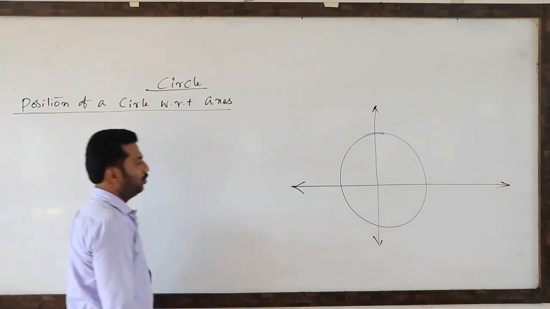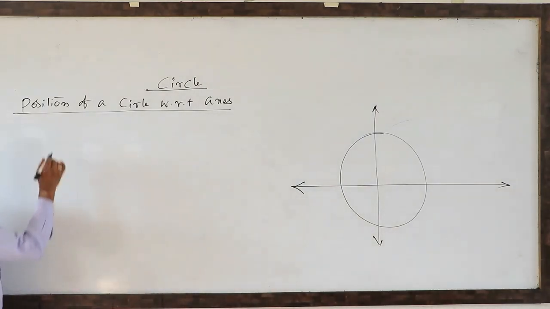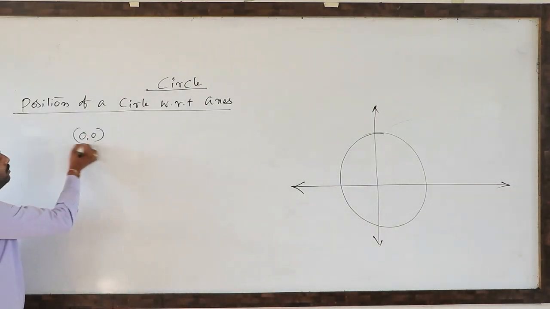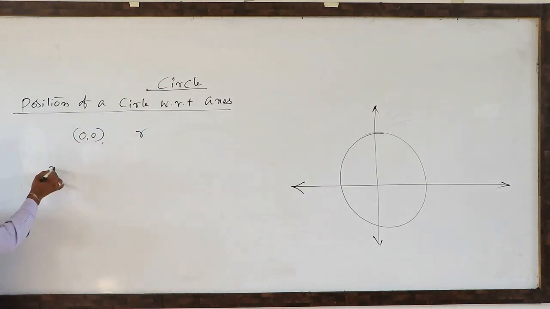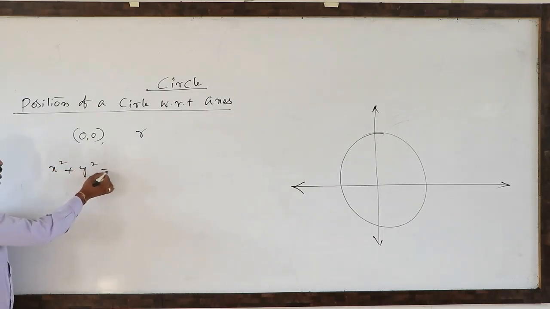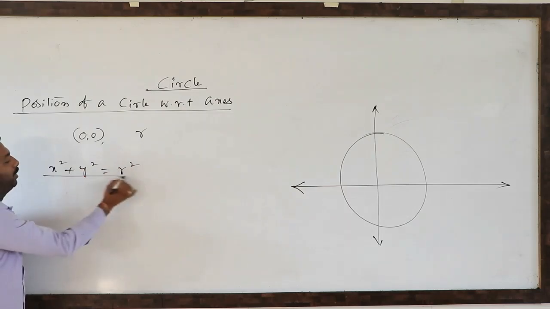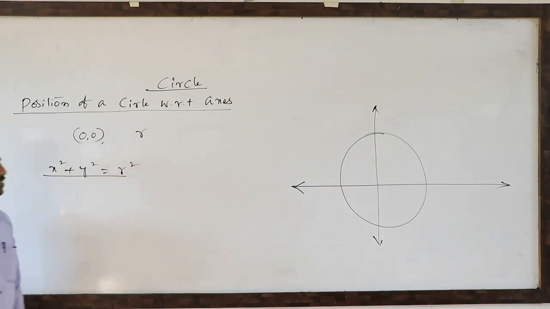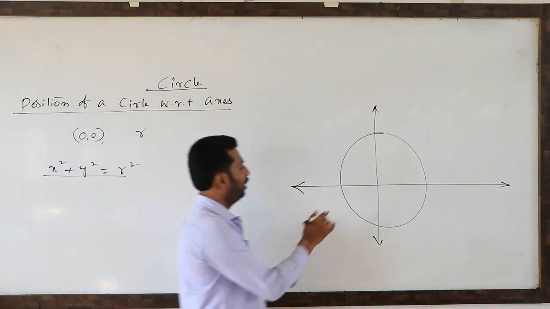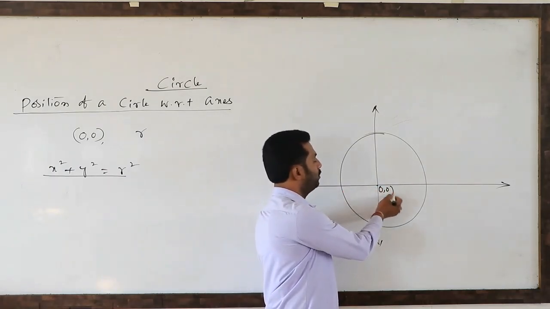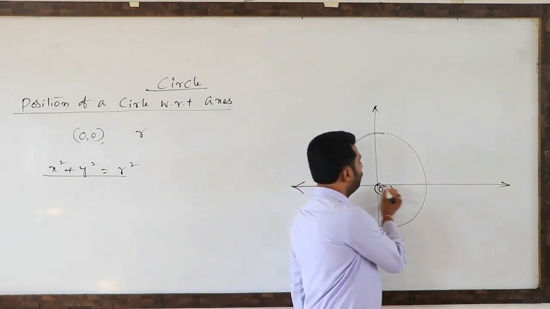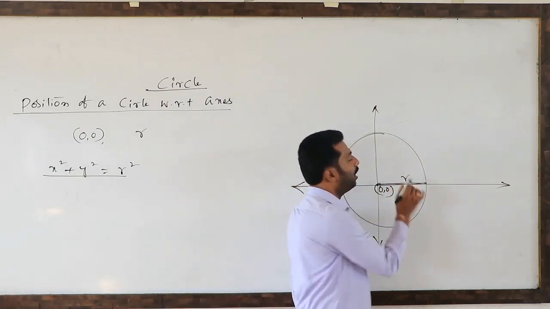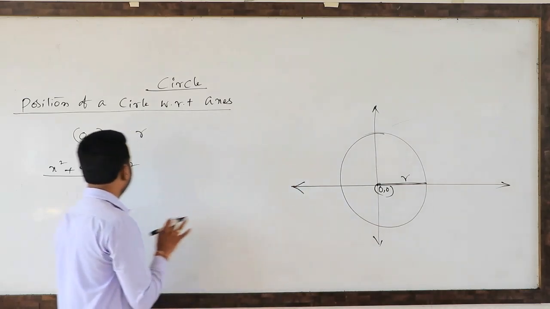Suppose the circle whose center is at the origin, that is (0, 0), and radius is r, we can write (x minus 0) whole square plus (y minus 0) whole square equal to r square. So this is one circle whose center is at the origin, and geometrically it is represented like this. This is the radius, r units. One more point to remember.